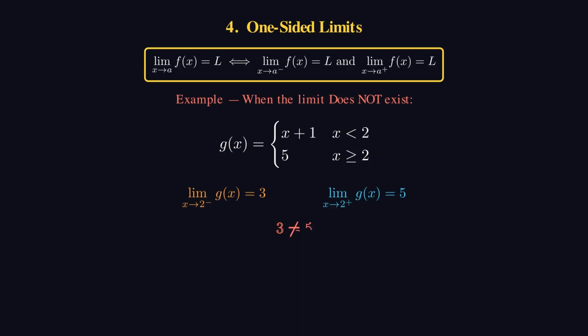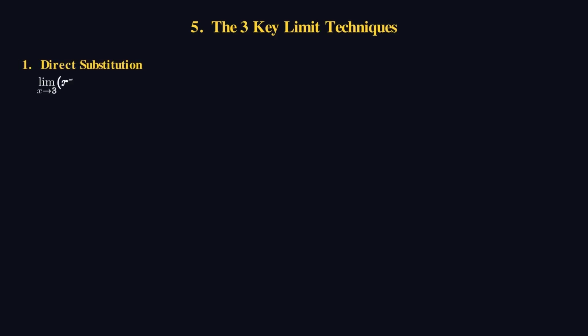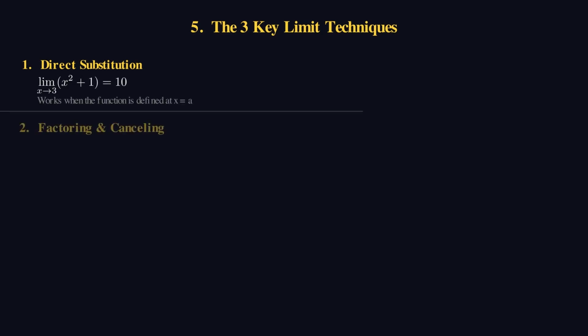From the left, the limit is 3. From the right, it is 5. 3 does not equal 5, DNE. Here are the 3 techniques you must know. 1. Direct substitution. If the function is defined at the point, just plug in. The limit as x approaches 3 of x squared plus 1 equals 10. Done.